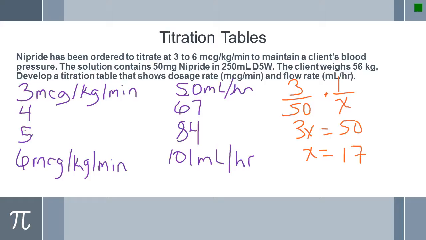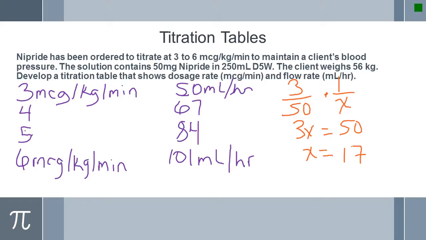So for 3 micrograms per kilogram per minute, we got 50 mils per hour. So then if we're going to go up 17 at 4 micrograms per kilogram per minute, we're going to add 17. And so we're going to get 67. And then when we add 17 to 67, we get 84 mils per hour. So at 3 micrograms per kilogram per minute, we're going to run it at 50 mils an hour. At 4, we're going to run it at 67 mils per hour. 5 micrograms per kilogram per minute, we're going to run it 84 mils an hour. And 6 micrograms per kilogram per minute, we're going to run it 101 mils per hour.